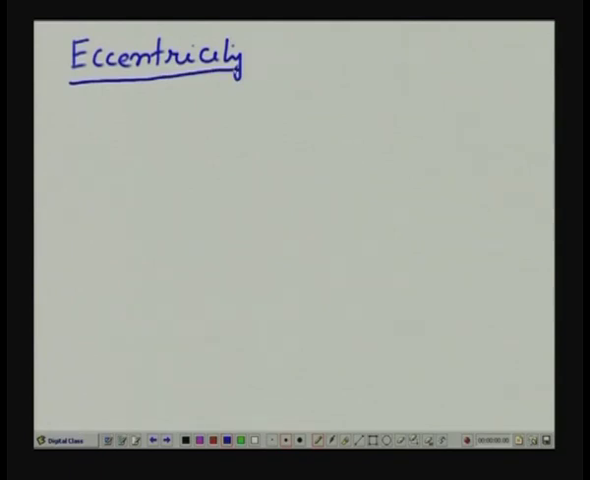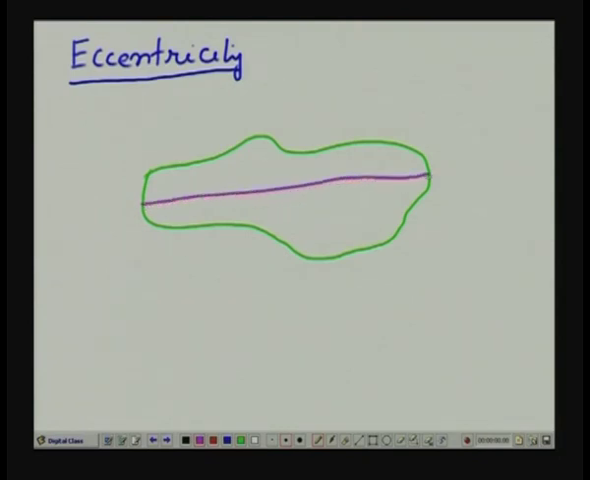Now, what is eccentricity? Suppose I have a region, say something like this. What I do is I find out a chord of this particular region of maximum length. So, suppose I have a chord, this, which is of maximum length, and I call this chord as chord A.